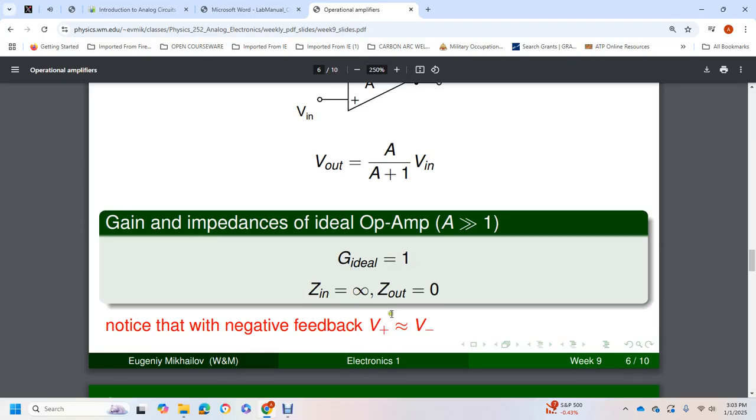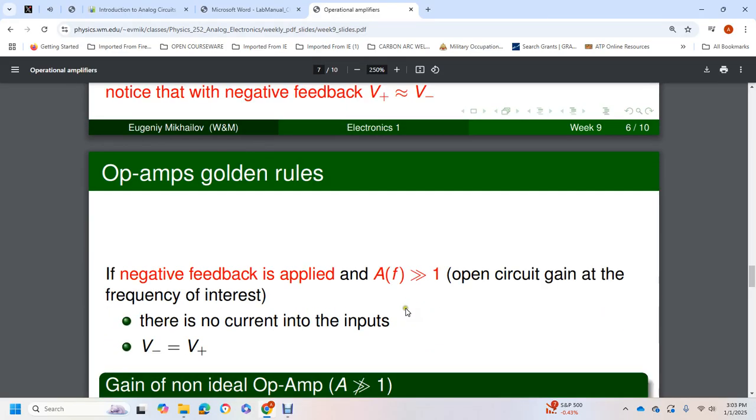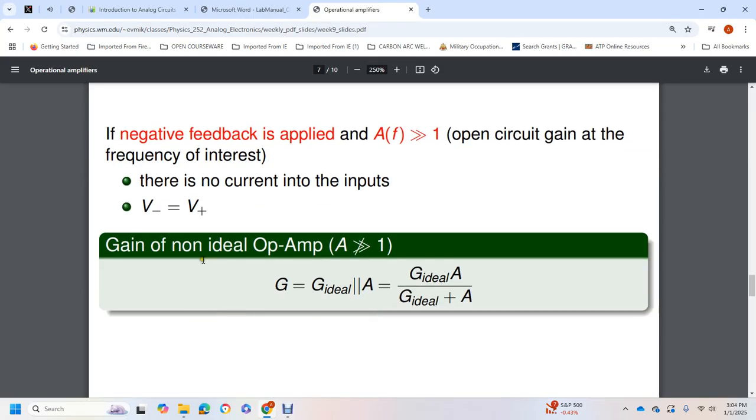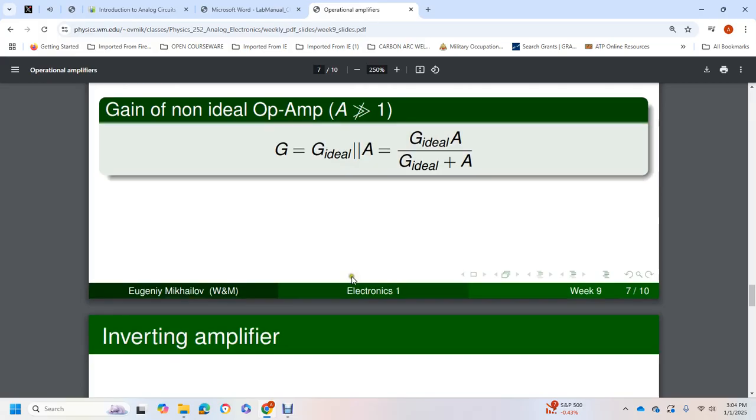Note that with negative feedback, the voltage at the positive input is congruent with the voltage at the negative input. The negative feedback is applied when A at the frequency of interest is greater than 1, the open loop gain. There is no current into the input, so voltage negative equals voltage positive. We can have non-ideal operational amplifiers where A is not greater than 1. The gain is equal to gain ideal in parallel with A, equal to gain ideal times A over gain ideal plus A.